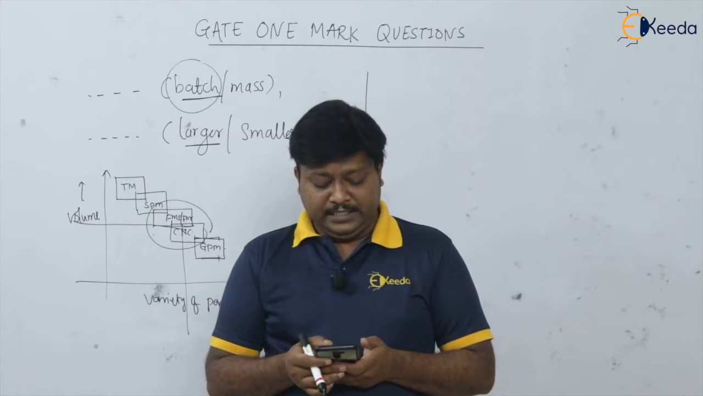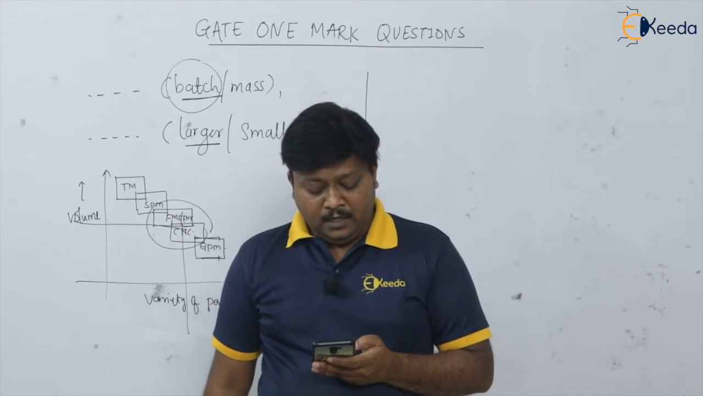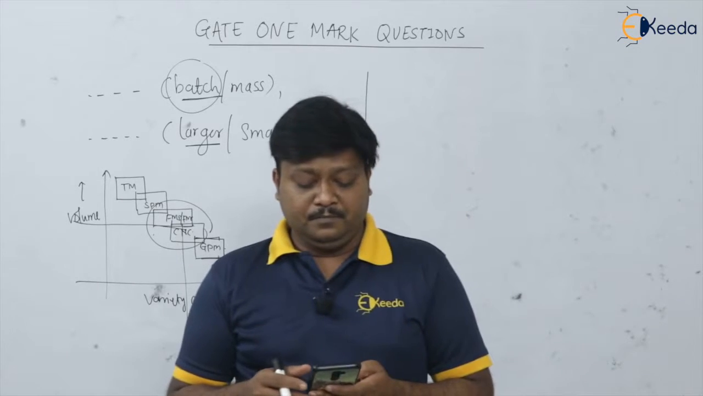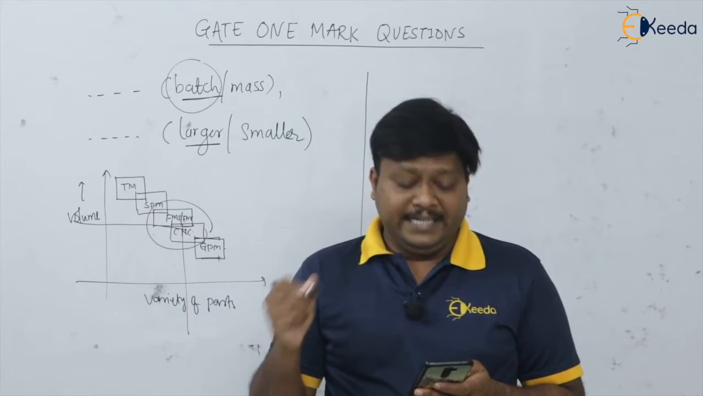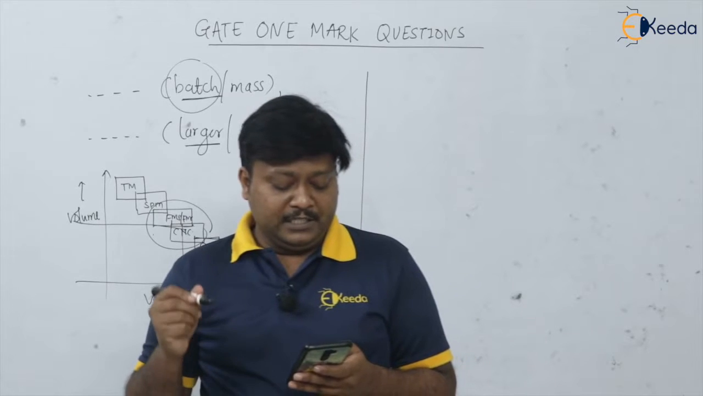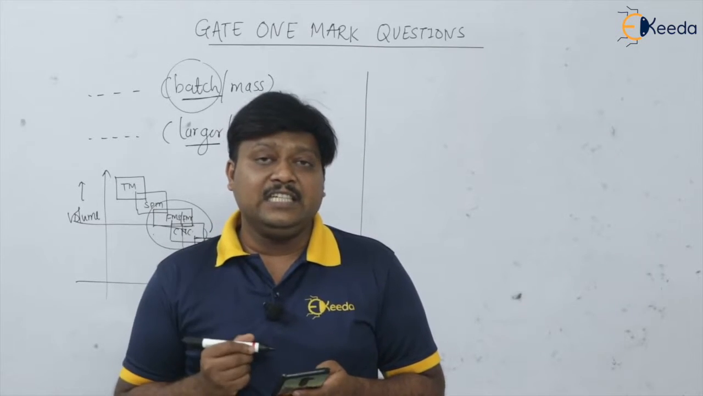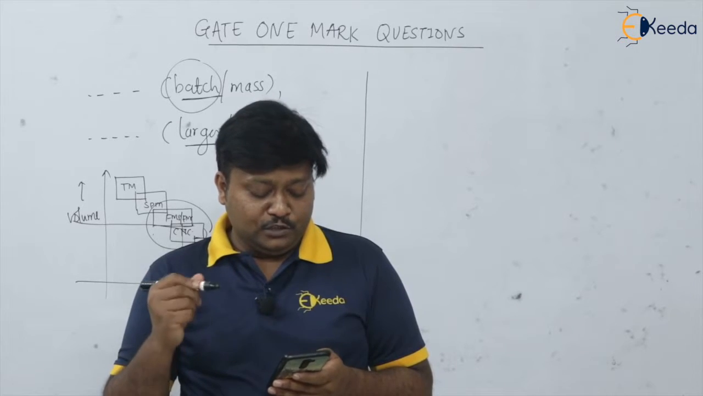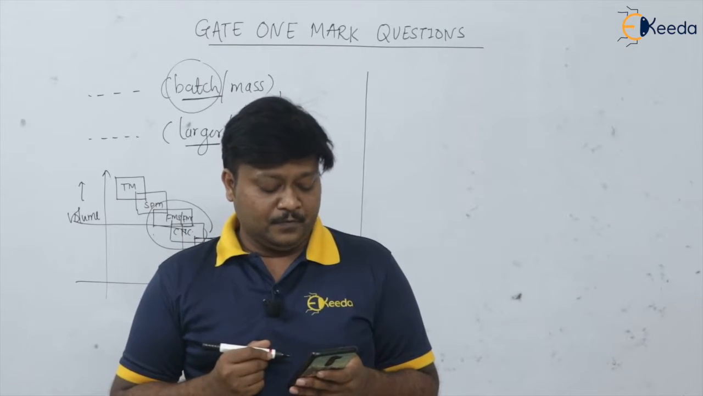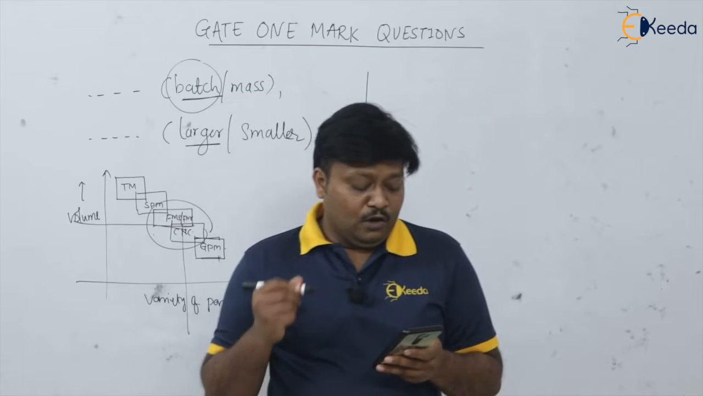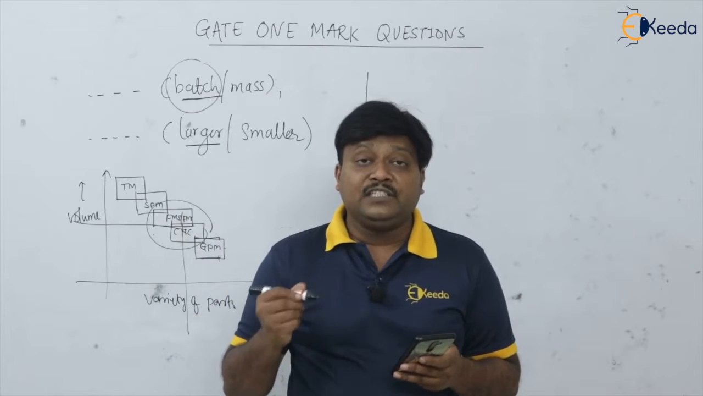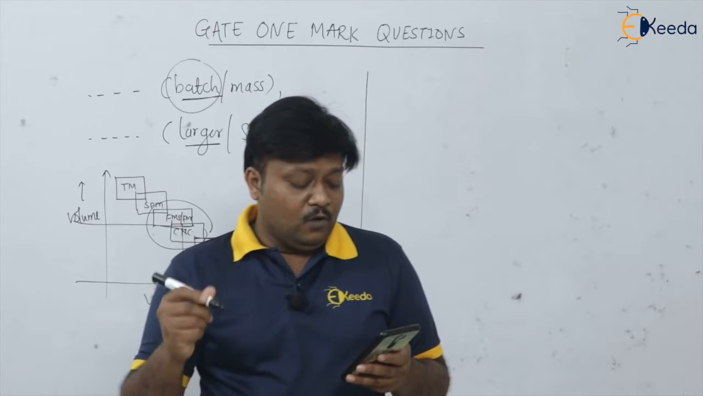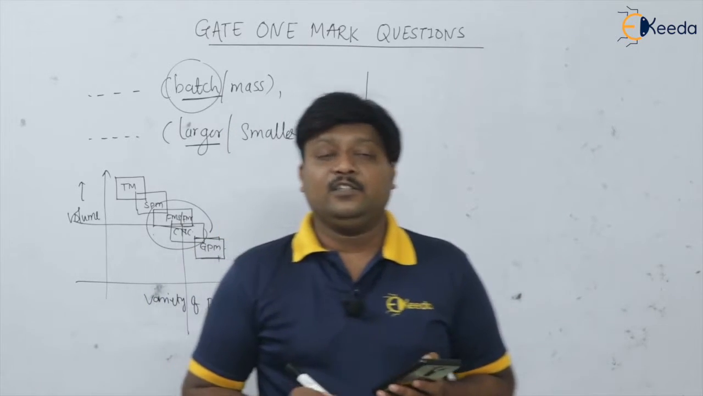Okay, let us move to the next question. In point-to-point type NC system, option number A, control of position and velocity of the tool is essential. Option B, control of only one position of the tool is sufficient. Option C, the control of only velocity of the tool is sufficient. And option D, neither position nor velocity need be controlled.